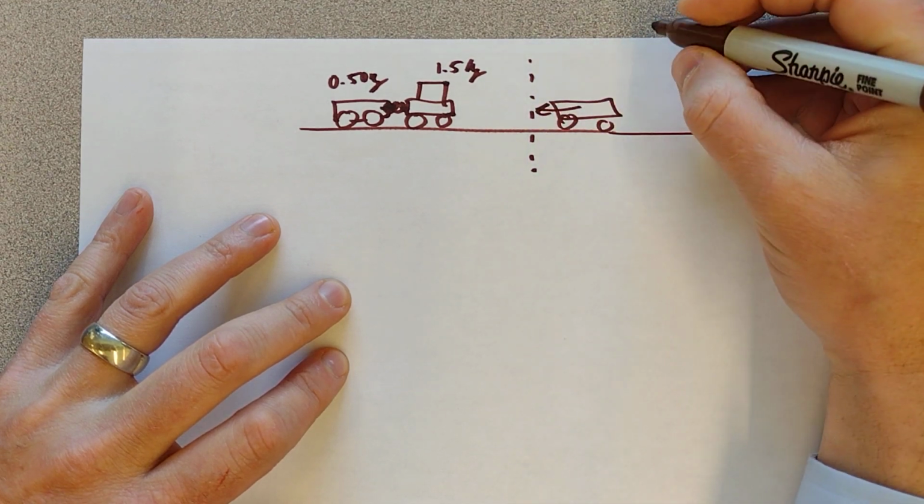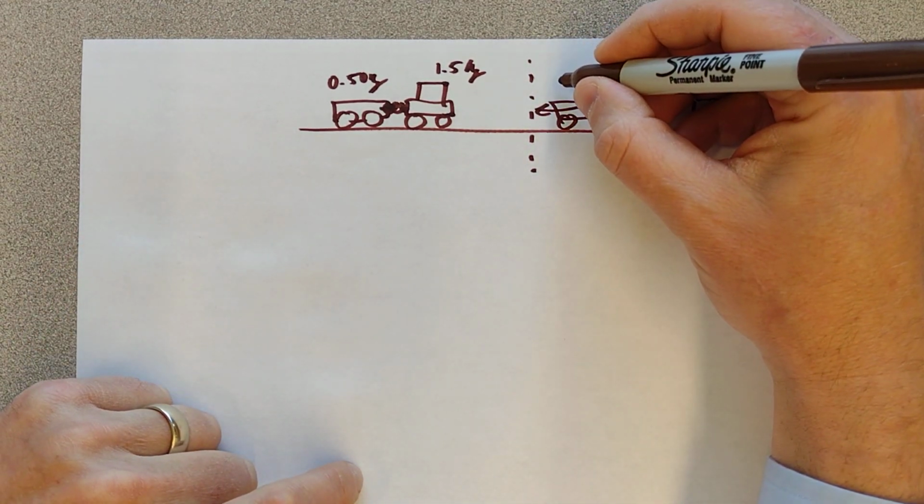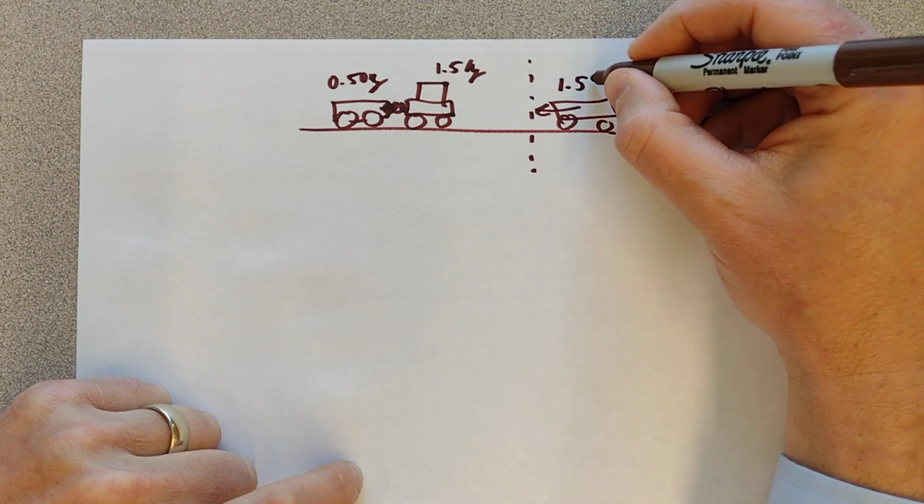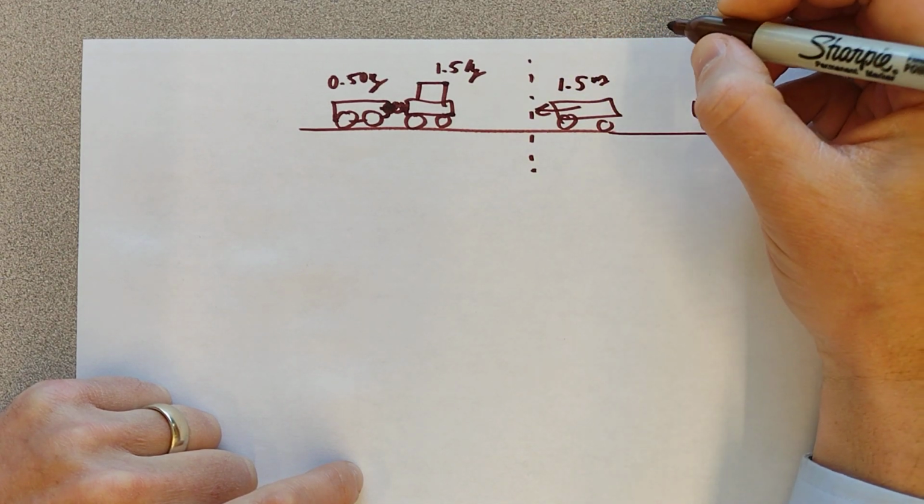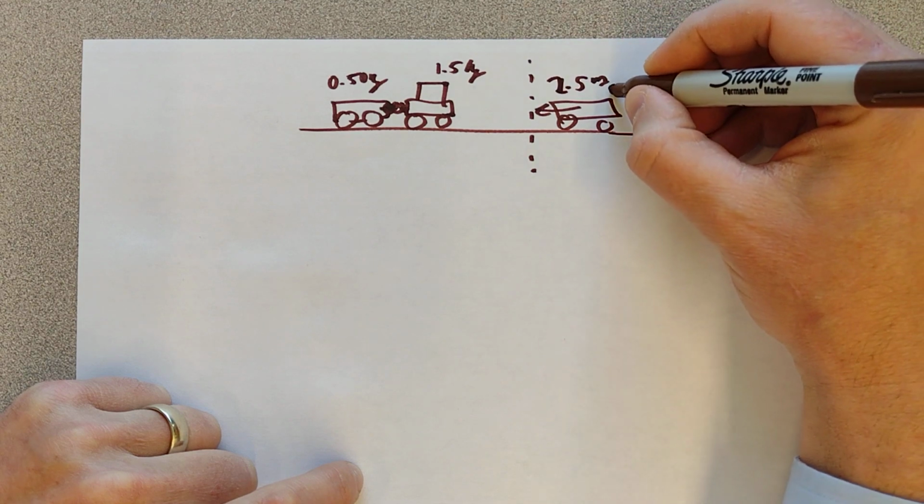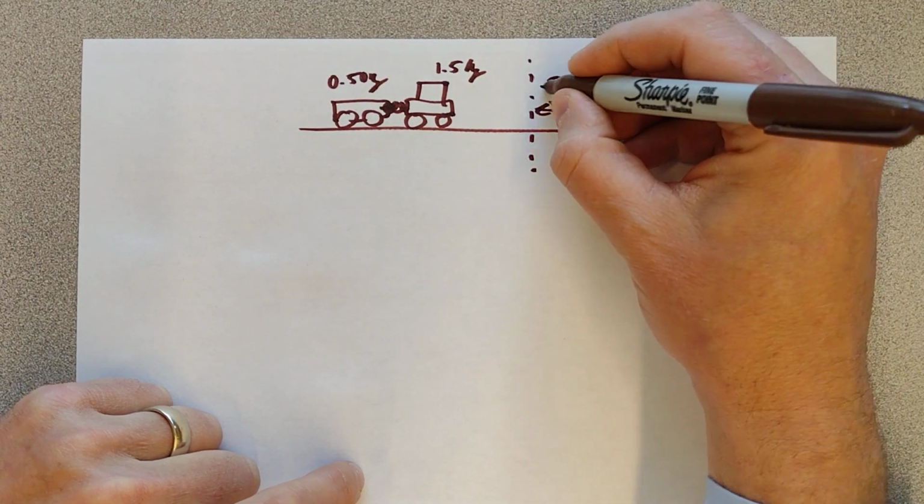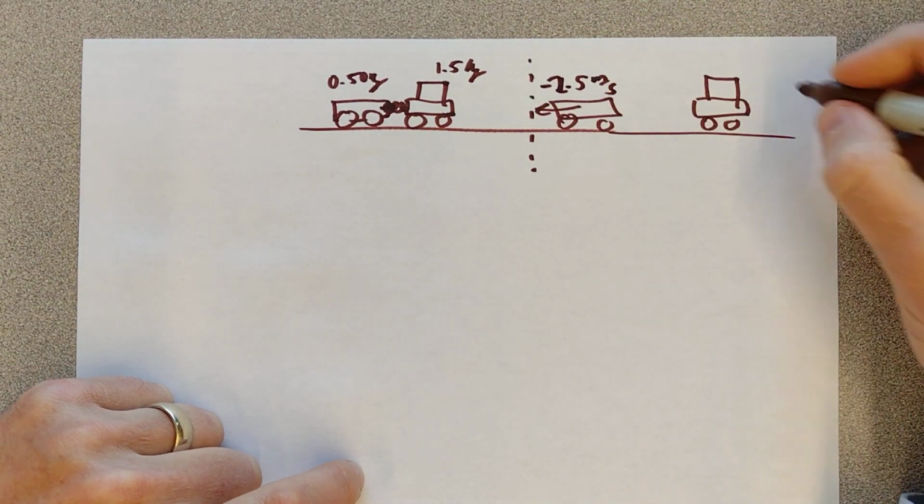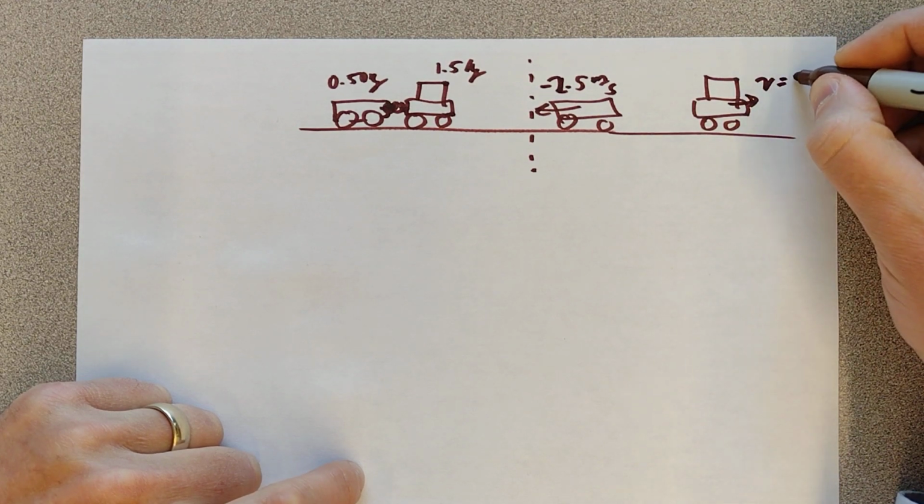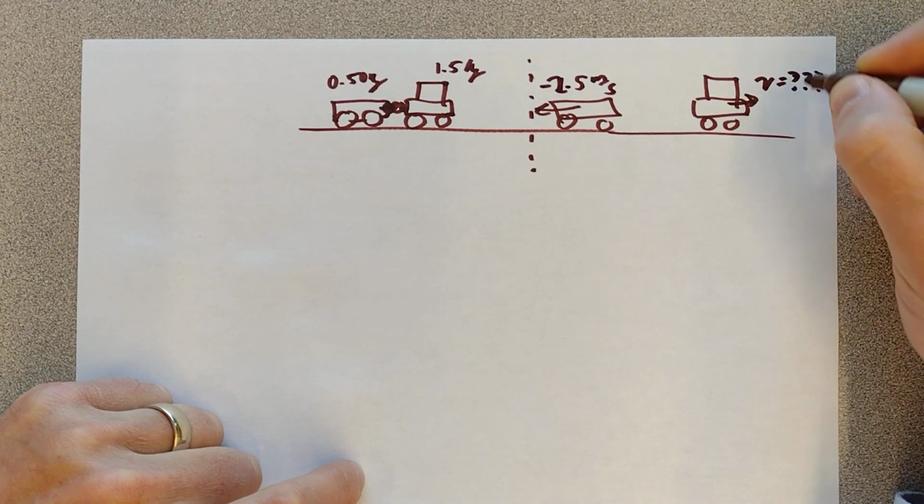This one is observed moving to the left. Let's say at 1.5 meters. Oh, no, I shouldn't do that. I'll do 2.5 meters per second to the left. And since it's to the left, it would have to be negative. We want to figure out with what speed that other one is going to bounce backwards.